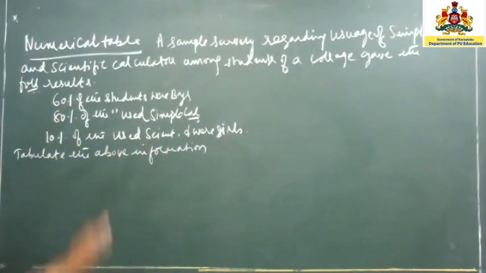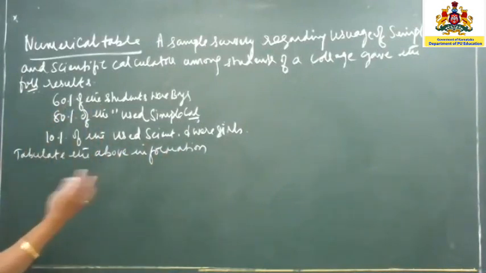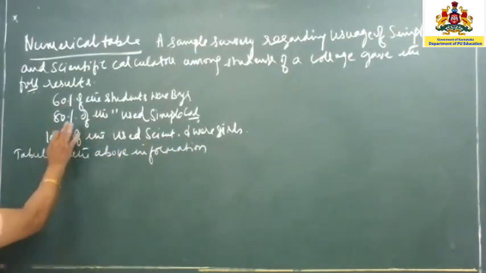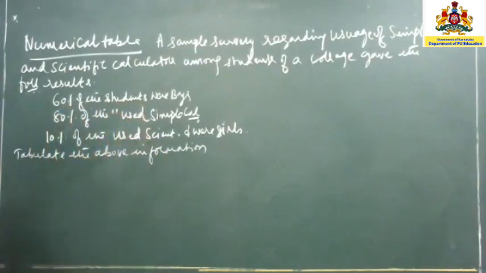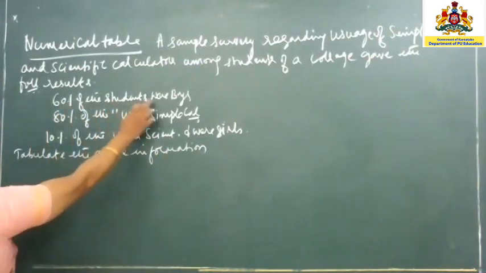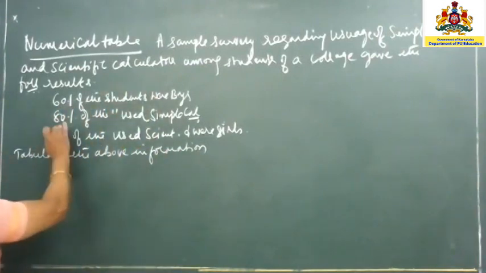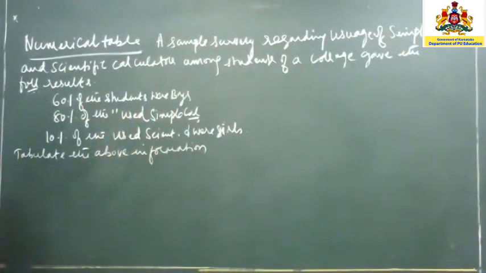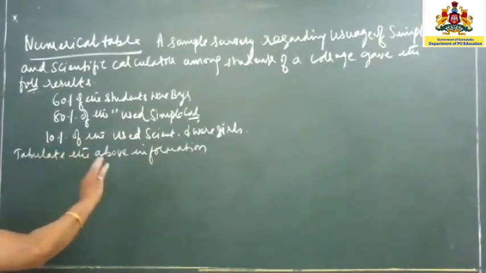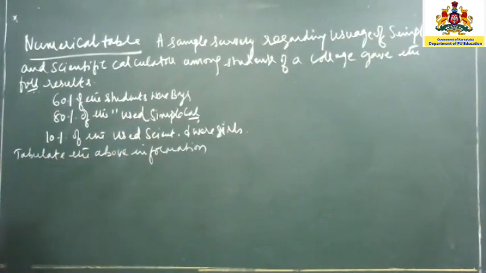Okay. Now, this is a survey that is done in a college, regarding the usage of two different types of calculator. One is simple, another one is scientific. Now, it was found that among the college students, 60% of them were boys, and 80% of them were using simple calculators, and 10% of them used scientific calculators, and they were all girls. Now, this you have to put in the form of a table.